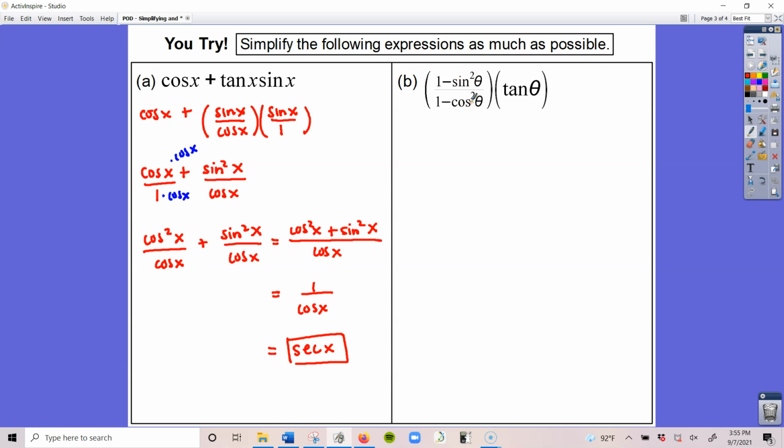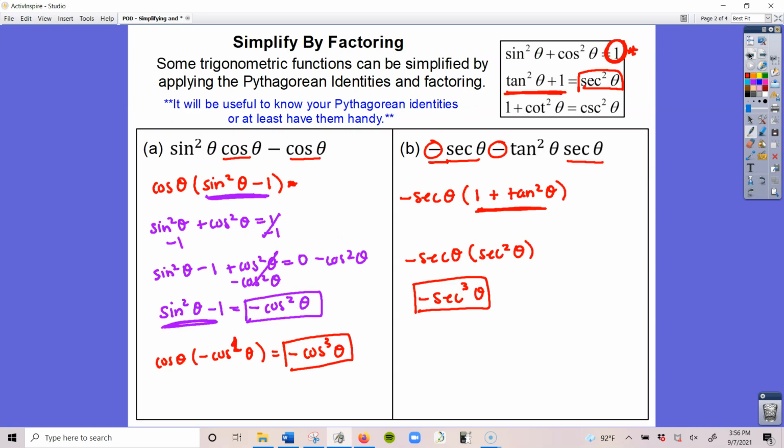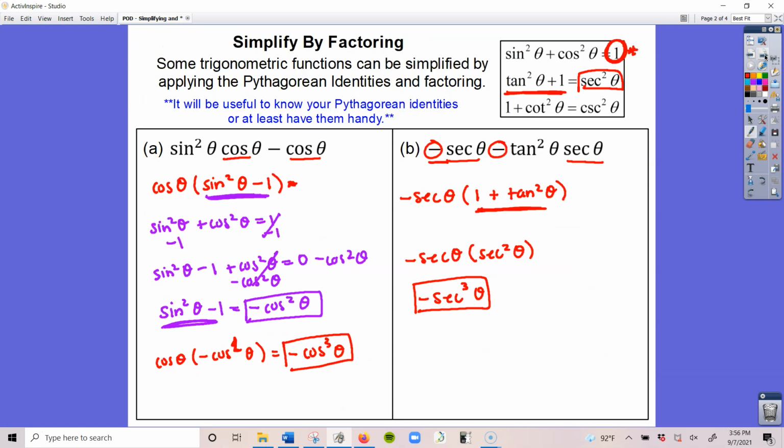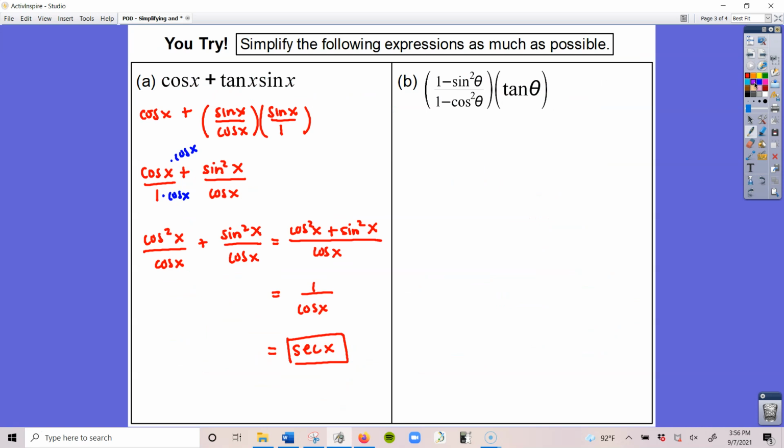Let's look at this last one here. We have 1 minus sine squared theta over 1 minus cosine squared theta. Now these are part of Pythagorean identities. 1 minus sine squared we've seen before. I'm going to come back here a second. Well, we haven't seen that one before. Let's just use our Pythagorean identities.